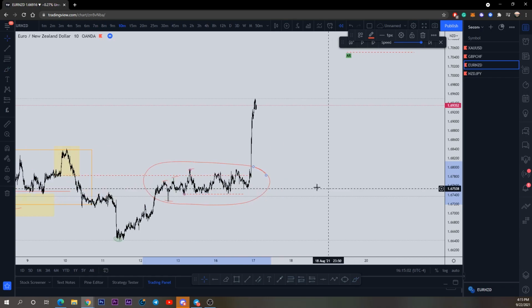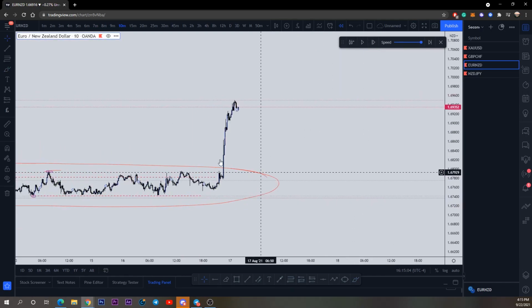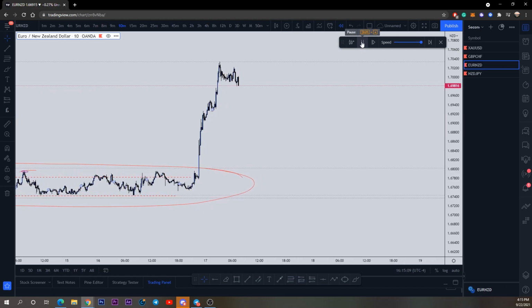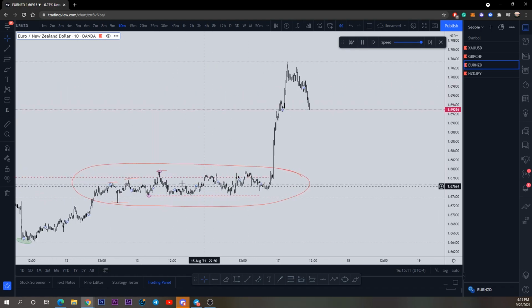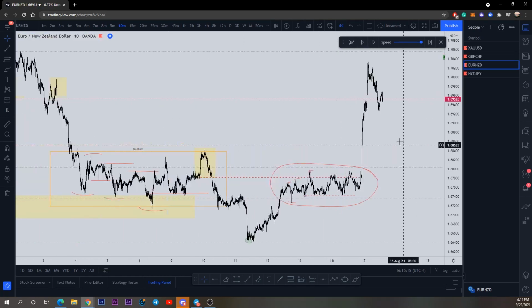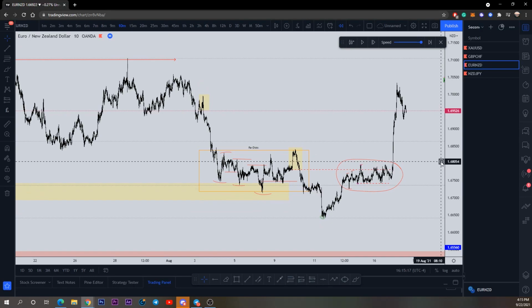And you can tell buyers took control because they took advantage of it. Look at the moves after, right? Look at the impulsive move after we weren't able to take out the lows here. Buyers took full advantage. All right, so you guys, you always want to see that intent.